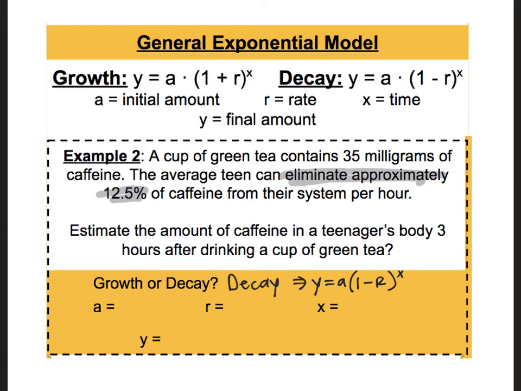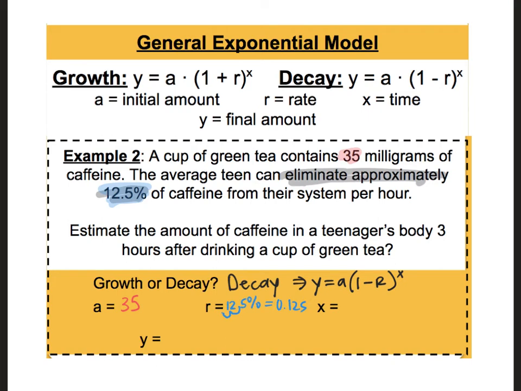So my a value is the initial amount. If I read it, it says a cup of green tea contains 35 milligrams of caffeine. So my initial amount is going to be 35. R is our rate. The average teen can eliminate approximately 12.5% of caffeine from their system per hour. So we're going to use 12.5%. Remember, we have to change that to a decimal. So you're going to move your decimal to the left 2 spots. So really, we're going to have 0.125.